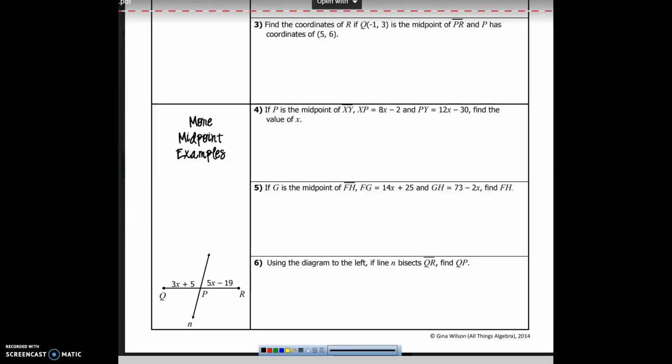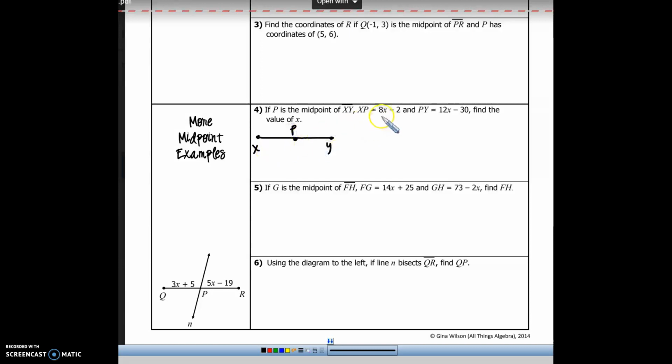Okay, on number 4, 5, and 6, these are still some more midpoint examples, but they're a little different. This time we're throwing in some expressions and things. If P is the midpoint of XY, then XP equals 8x minus 2 and PY is 12x minus 30. Find the value of x. Now all that doesn't make sense unless I draw a picture. P is the midpoint of XY. That means x and y are on the ends here. There's x, there's y, and P is going to be right here in between it.